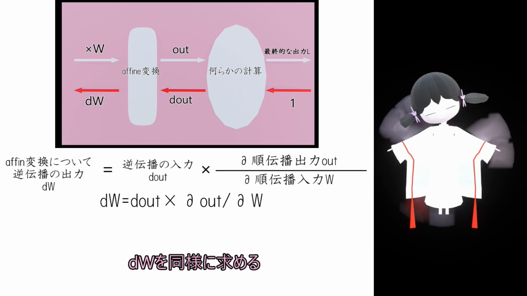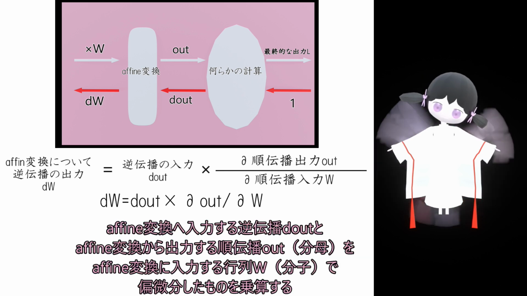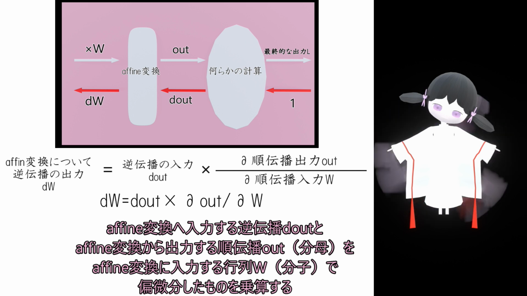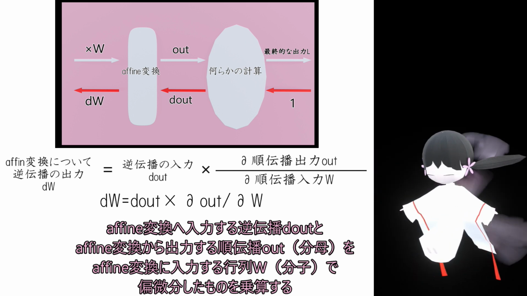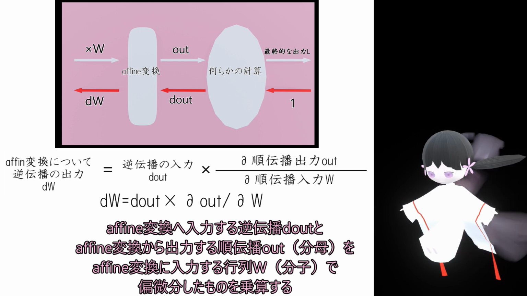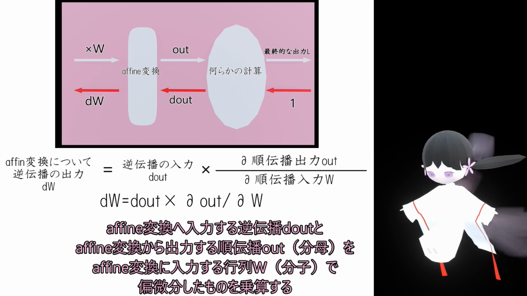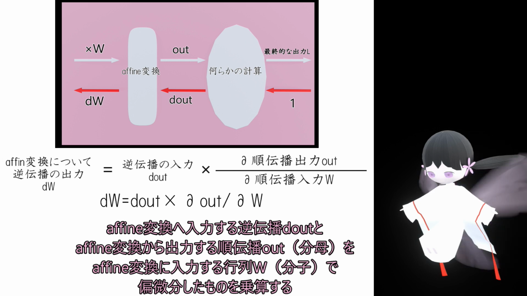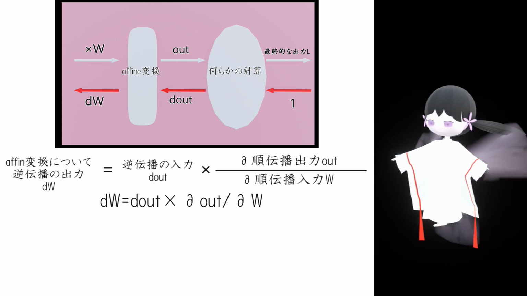Let's find dw in the same way. The output of the backpropagation, dw, is obtained by multiplying the input of the backpropagation, dout, by the partial differentiation of the output of the forward propagation, out, with respect to the input of the forward propagation, w.